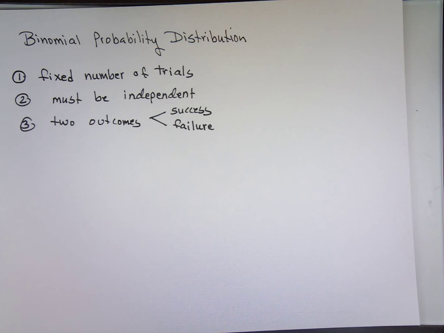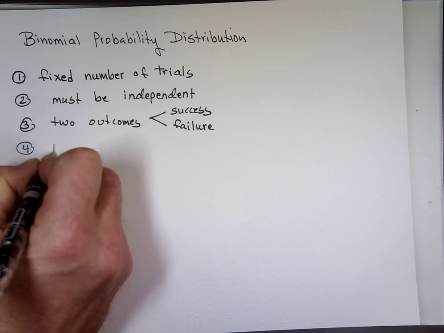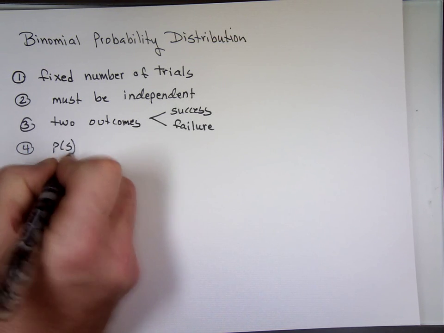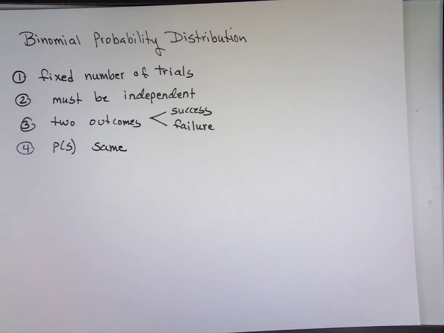And the last condition is the probability of success must remain the same. The probability of success must remain the same through the whole study, the whole trial. If it's a test, the whole test.